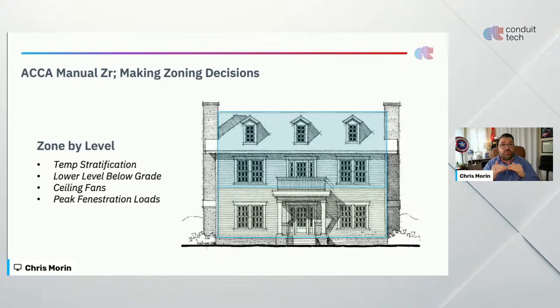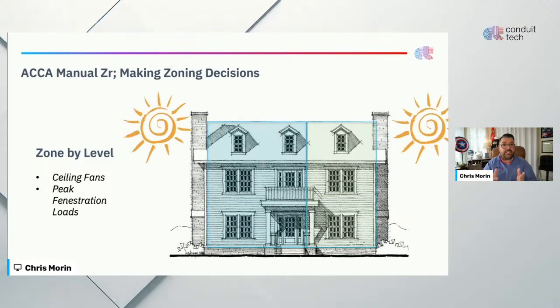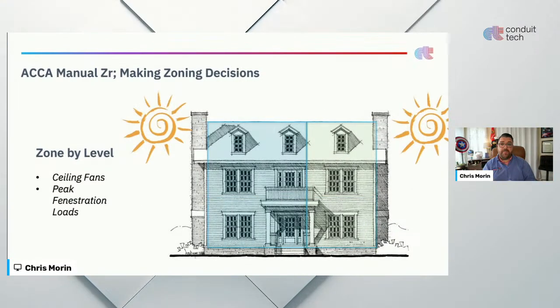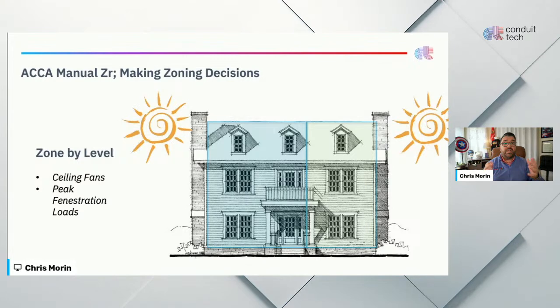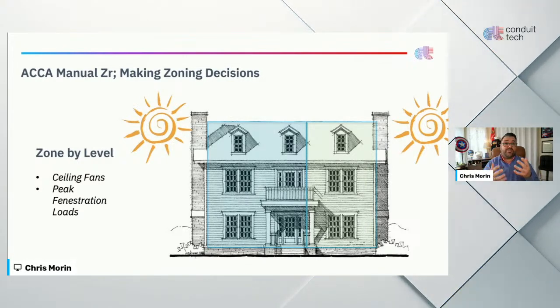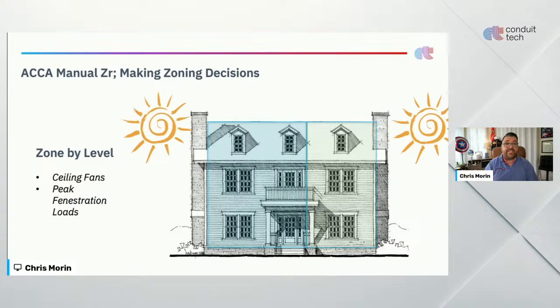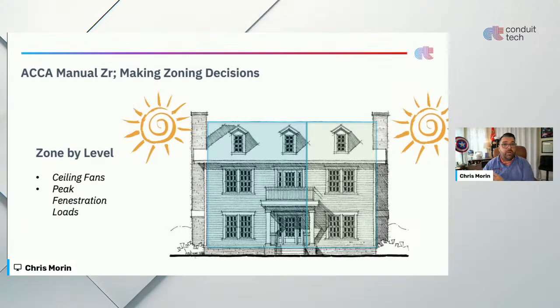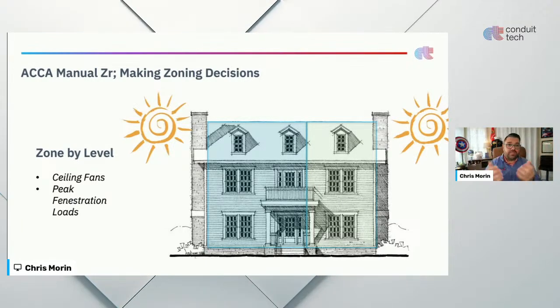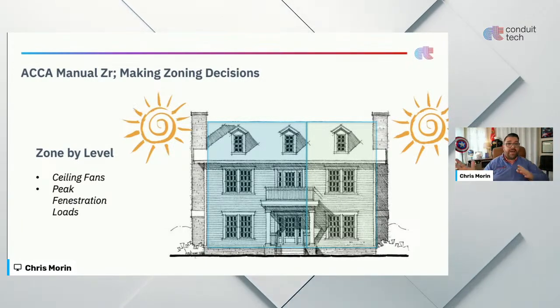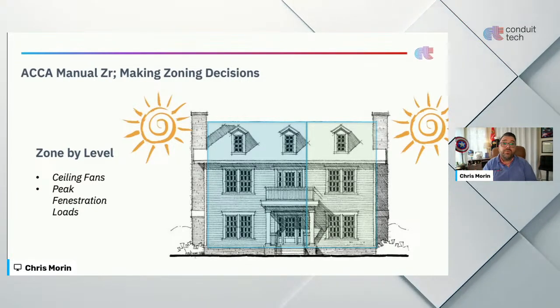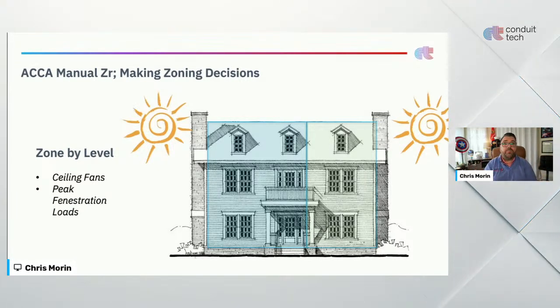And now, even though you're zoned by level, you have to consider peak fenestration loads, which would be what the sun does to those windows, right? So ceiling fans can help in the heating season, but it's really hard to help in the cooling season. The only way to remove moisture in the cooling season is to bring all that air back for a return and run it across your A coil, right? Or your coil in a ductless system. If you can't get the air to pass across that coil, you can't remove the latent capacity of that home, right?